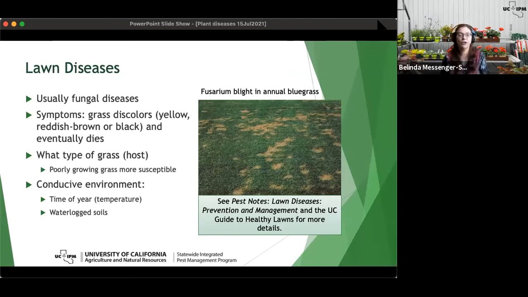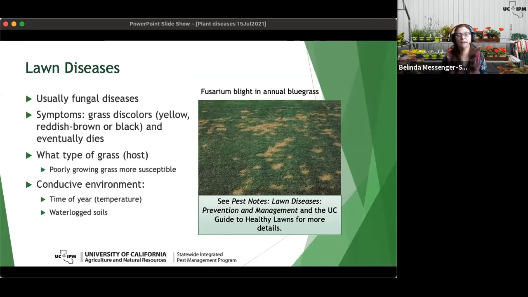The photograph shows fusarium blight in annual bluegrass, a variety susceptible to this disease. The symptom includes irregular spots of dead turf, ranging from a few inches to a foot across. The dead turf appears bleached. Sometimes plants in the center of the spots survive, giving the spot a frog eye appearance, which is a distinctive symptom for this disease. We have a lot of information specific to turf grasses and their associated diseases, both in our pest notes and also on the UC Guide to Healthy Lawns.